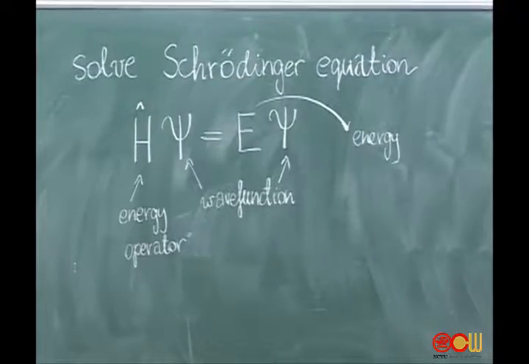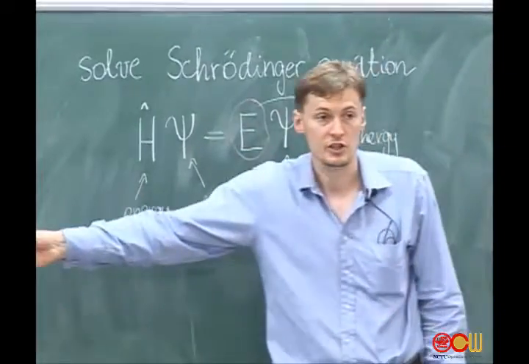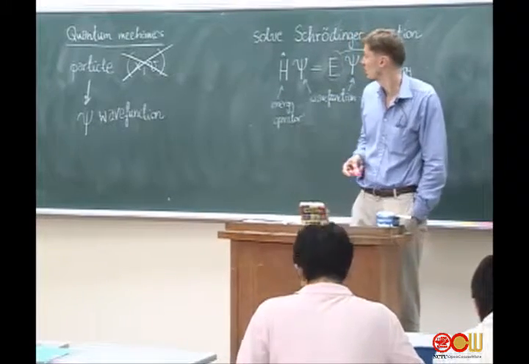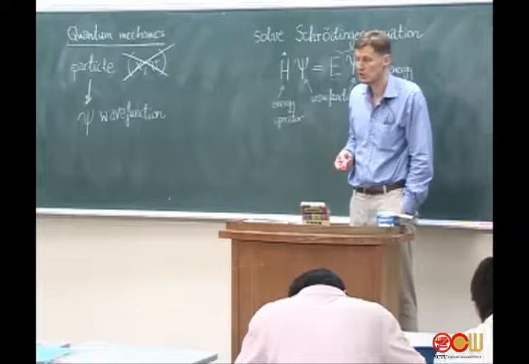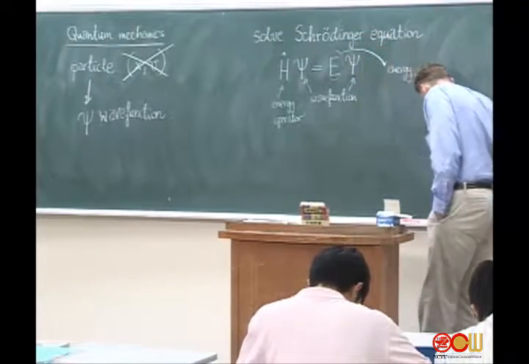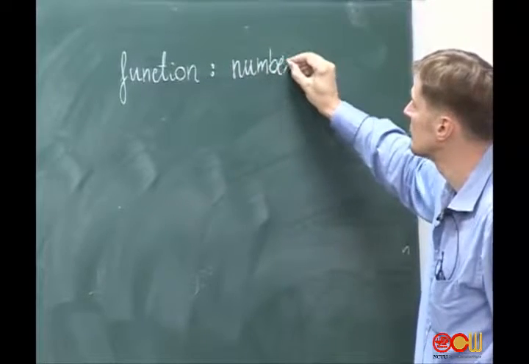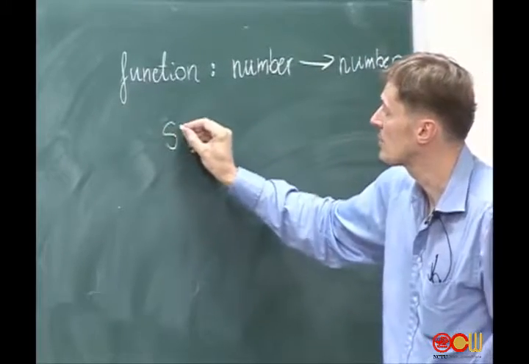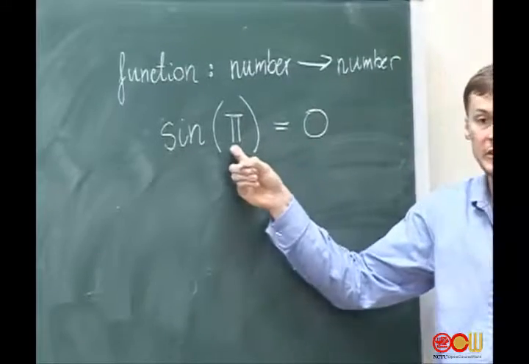Now, from a mathematical point of view, this is just a number. The wave function is a function, usually a very complicated, extremely complicated function. And H is an operator. It's difficult to explain what an operator means, but you can think of it as a function that acts on functions. A normal function starts with a number and gives you a number. For example, the function sine defined for pi gives you zero. So you start with a number and finish with a number.